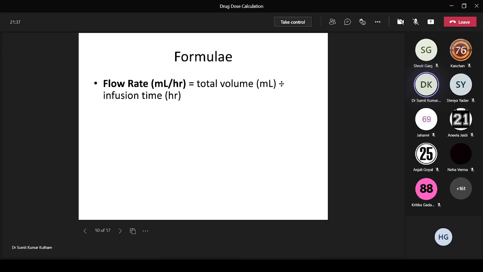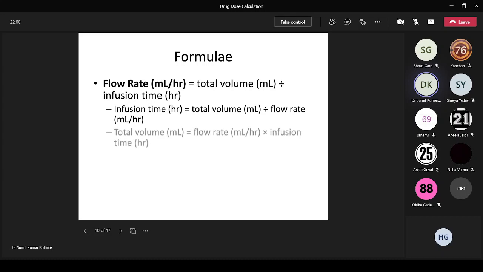Based on this formula, we can derive other things also. Just like in the speed formula, sometimes distance and time are given and speed is asked, sometimes speed and time are given and distance is asked. Similarly here, sometimes they may give you total volume and flow rate and ask in how much time the bottle will get empty. Or sometimes they will give you a flow rate and infusion time, and ask how much volume will be infused. So these two formulas are derived from this only. Okay, flow rate.